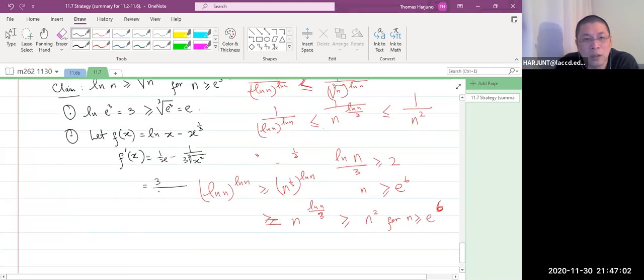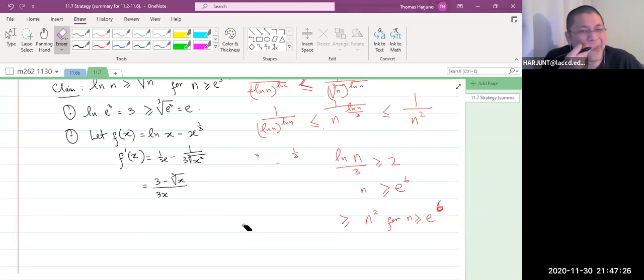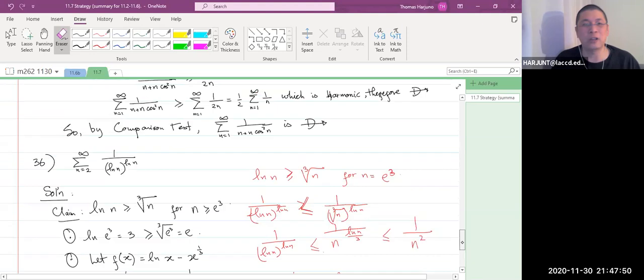Multiply e x multiplied by cube root of x. Oh no, this is negative. I don't know. I don't know. I need to think about that.